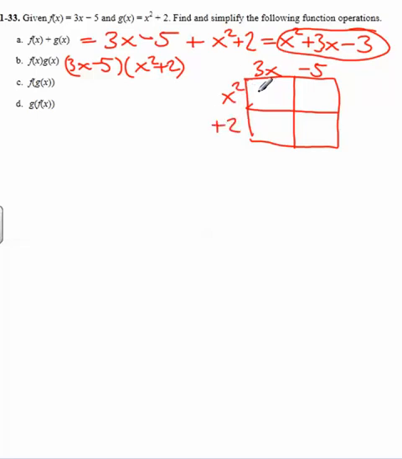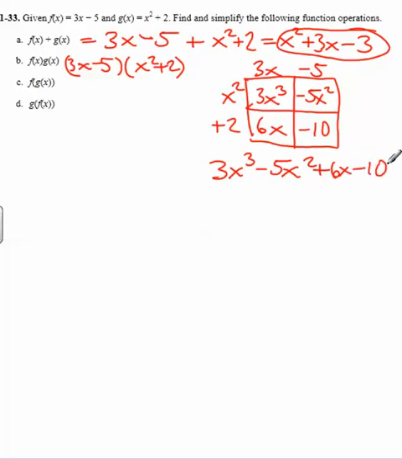Multiply these together and we get 3x to the third power. Negative 5 times x squared goes there. 6x for this box, and negative 5 times 2 is negative 10. And we combine all of our like terms, and so the final result for b ends up being, there are no like terms, so we just put it in descending order of degree. And there we have the result for b.